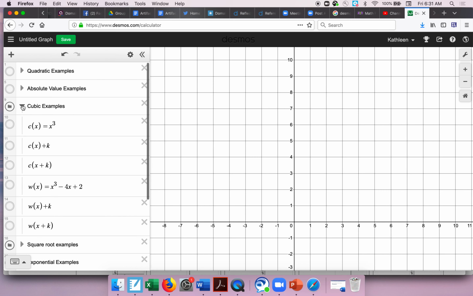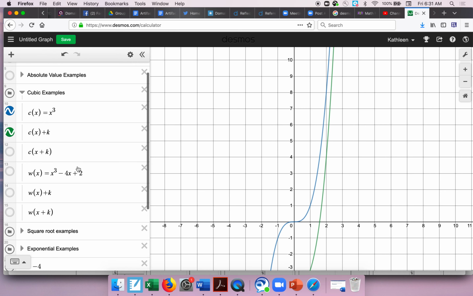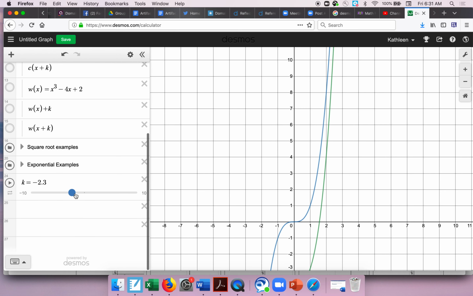What if I have a cubic example? All right, I wanted to do more than one cubic example. Here's just plain old x cubed. Okay, we can move them up and down. Notice it's on the outside. We're going to move them up and down. When k is positive, it moves up. When k is negative, it moves down.